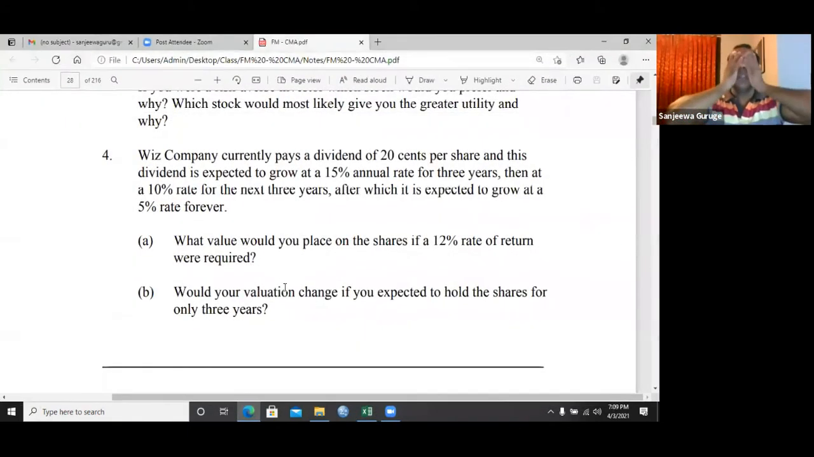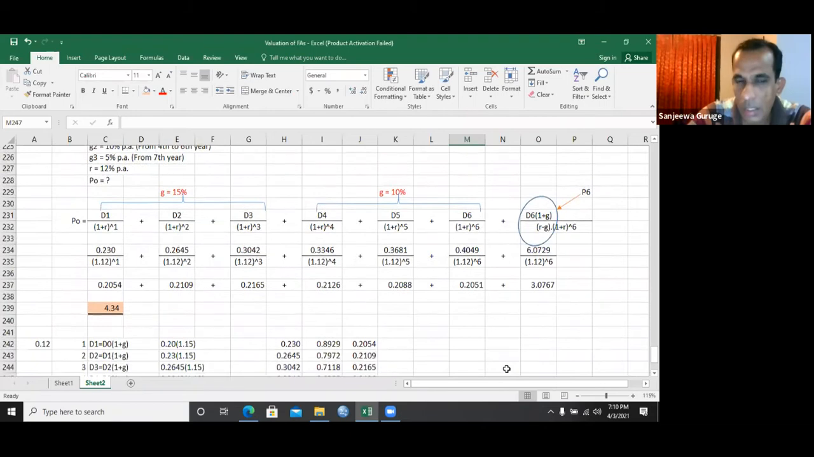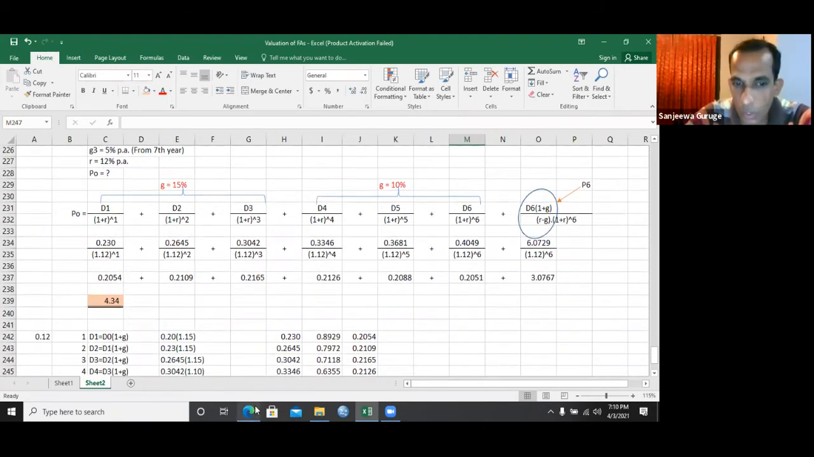Okay, so here another point is there in that question. Would your valuation change if you expect to hold the shares for only 3 years? Right. That's another sub question related to that same question. Instead of holding the share for 7 years, if you are planning to hold the shares only for 3 years and sell, right? Would your valuation change?